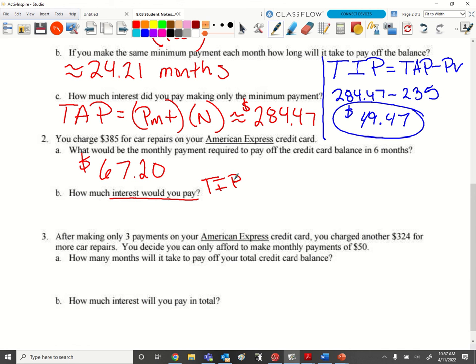So my TAP was 403.14 minus my PV. In this case, it's 385, which is going to give me $18.14.